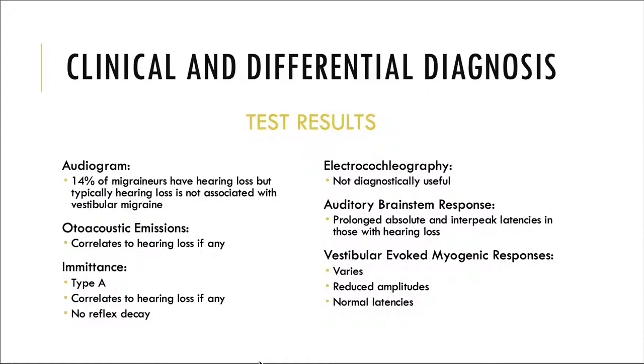Typically, ECOG testing is not diagnostically useful with vestibular migraine patients, but it is sometimes used in the case of trying to rule out Meniere's disease. That being said, auditory brainstem responses can be used to help with vestibular migraine diagnosis because they typically show prolonged absolute and interpeak latencies in those with a hearing loss. So vestibular migraine patients who have normal hearing tend to have a normal ABR, but if they have a hearing loss, then they do tend to show prolonged absolute and interpeak latencies.